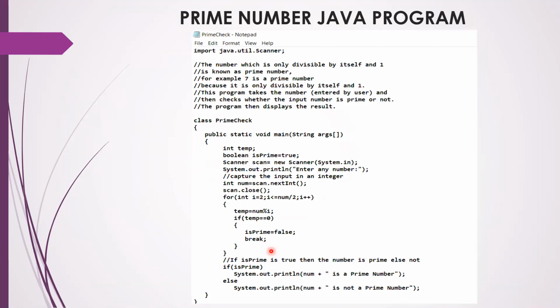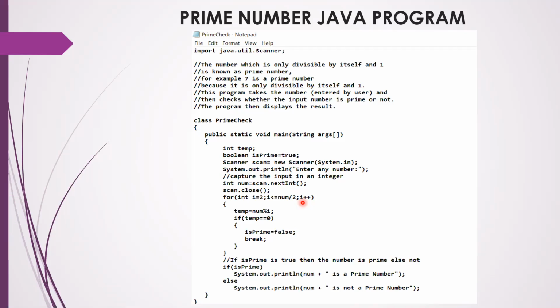I have discussed the prime number program. I have also said that a prime number is a number which is divisible only by itself and by 1. So here you can see in the for loop, the condition is num divided by 2. That means if you take any number like 10, for example, till 5, if you check, it's more than enough, because more than half of the number won't have its divisibility.